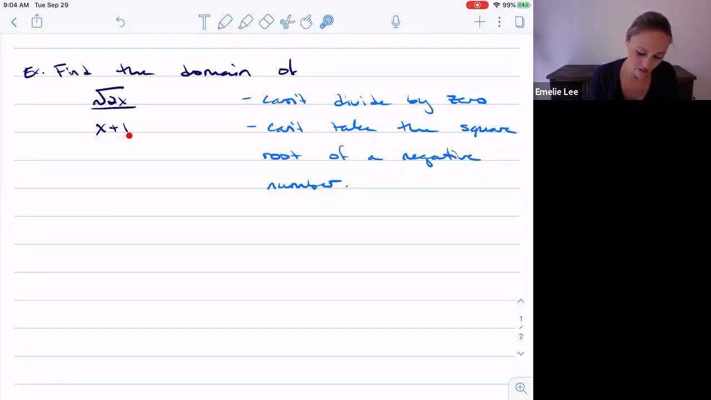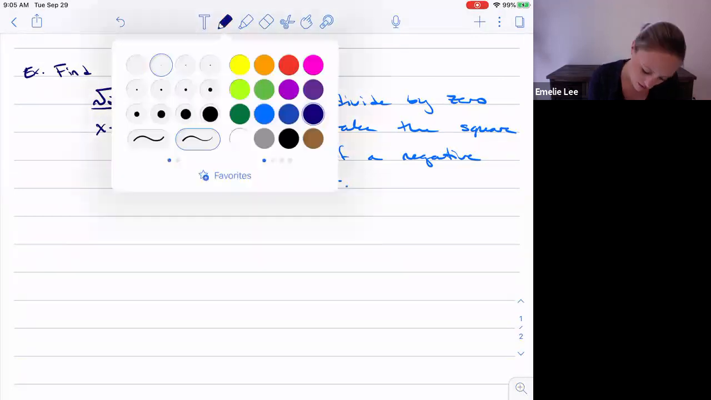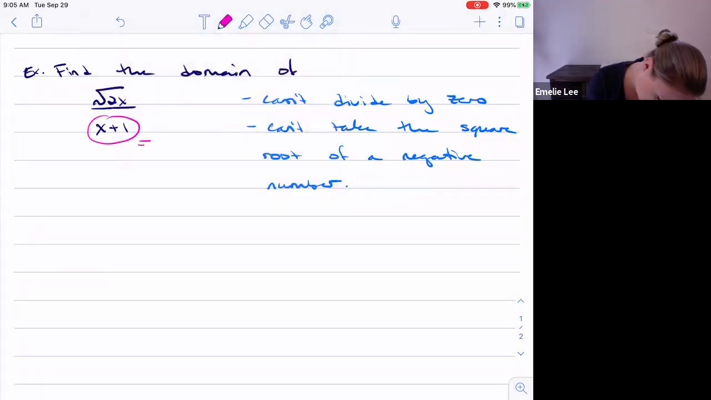And so this value, x plus 1, can't be 0 because we can't divide by 0. And then we've got a square root, so 2x has to be greater than or equal to 0. It can't be less than 0. We can take the square root of 0. The problem is if we have the square root in the denominator, then we'd have to make sure that it doesn't equal 0 as well. But in this case, it's all safe. So x plus 1 can't equal 0, and 2x has to be greater than or equal to 0.